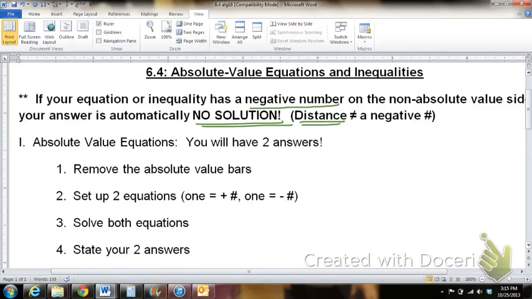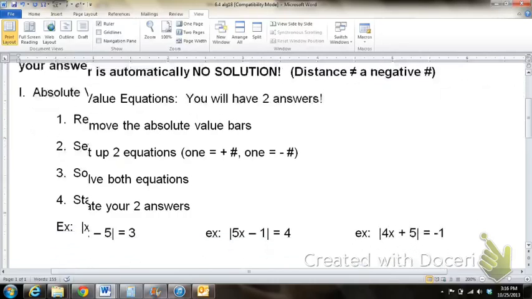However, if it doesn't equal a negative number, then to solve them, you're going to remove the absolute value bars and set up two equations. One equation is going to equal a positive number, and the other one is going to equal a negative number. You're going to solve both equations separately and just state your two answers. So let's try this. Here are a few examples.